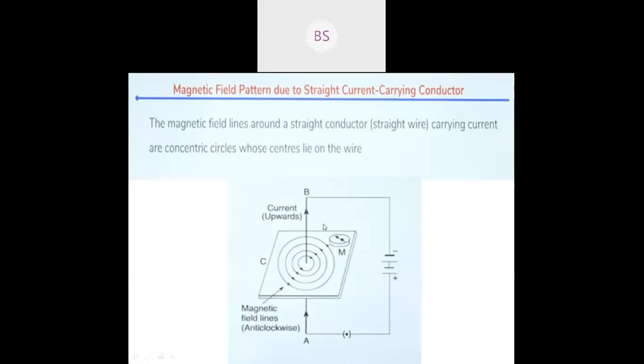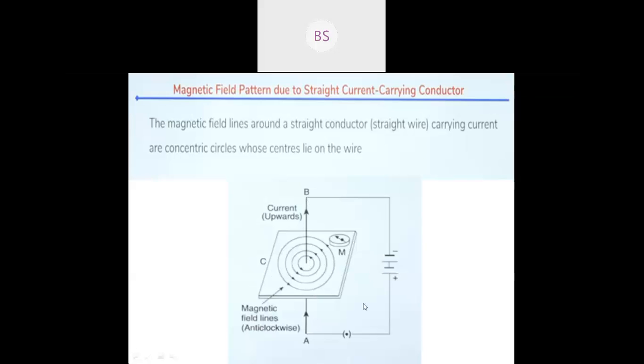For this we have to perform one experiment. Take a sheet of smooth cardboard with a hole at its center. Place it horizontally and pass a thick copper wire, the wire AB, vertically through the hole of the cardboard.